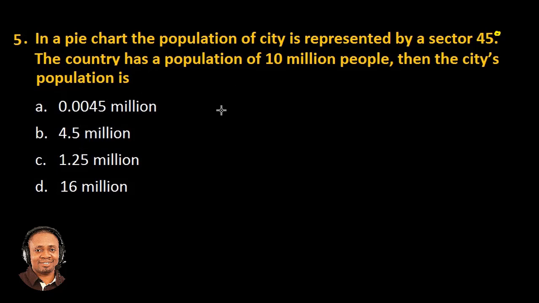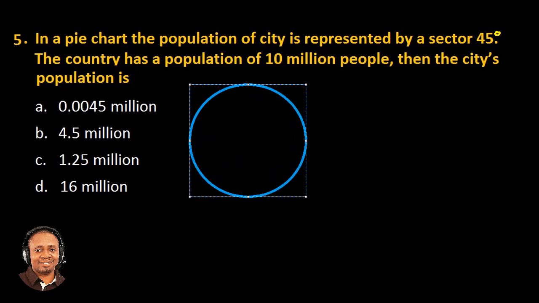Okay, so a pie chart, as we know, is a round circle. And we were told that in this pie chart, the city's population is represented by a sector of 45 degrees, and that will be like half of 90 degrees. So this is 45 degrees.